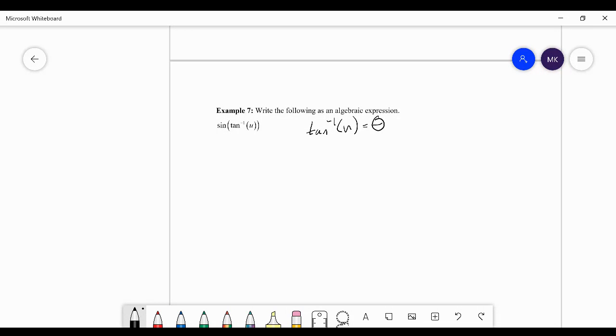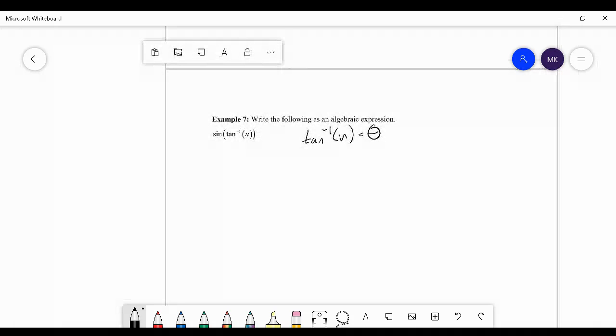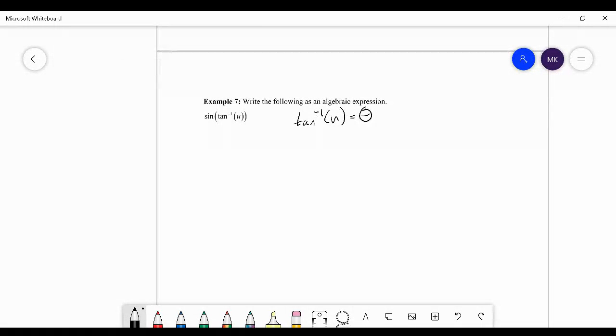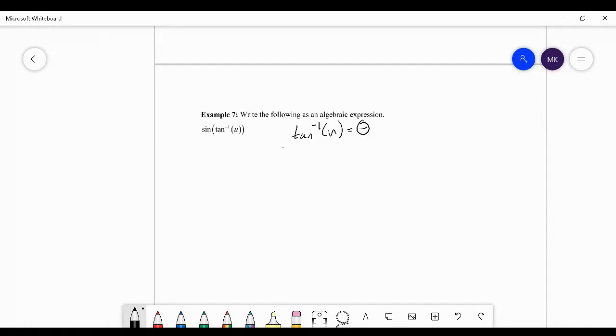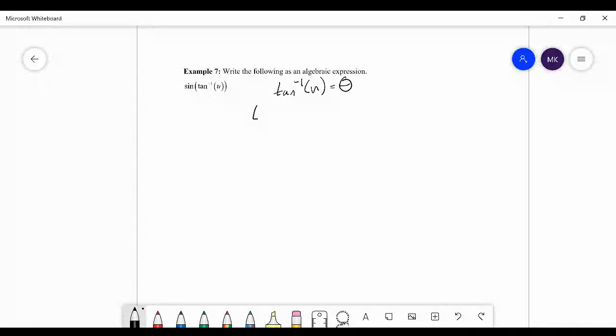Well, what if I take the tangent of both sides? Okay, so I get tangent of inverse tangent of u equals tangent of theta. Well, with tangent of inverse tangent, we don't have to worry about those angles or those values, right? Those just cancel when we take a trig function of its inverse, everything works out. And so what we get is that u is equal to the tangent of theta.